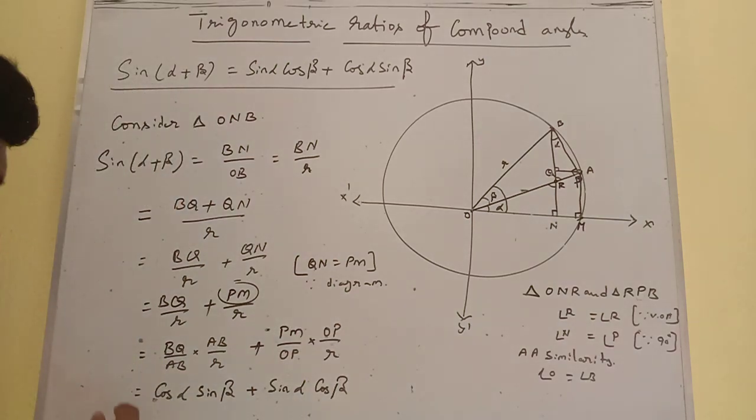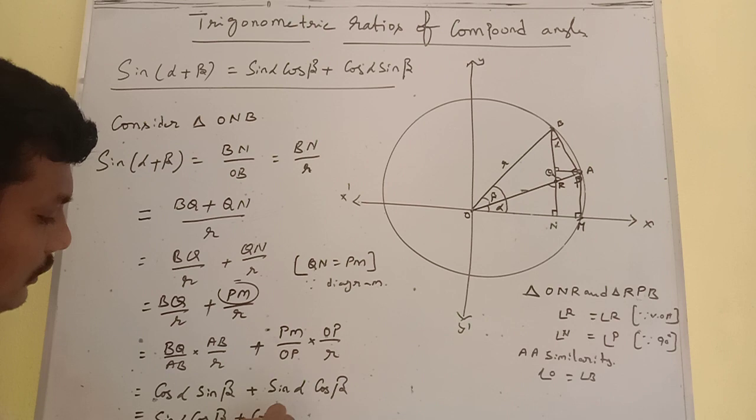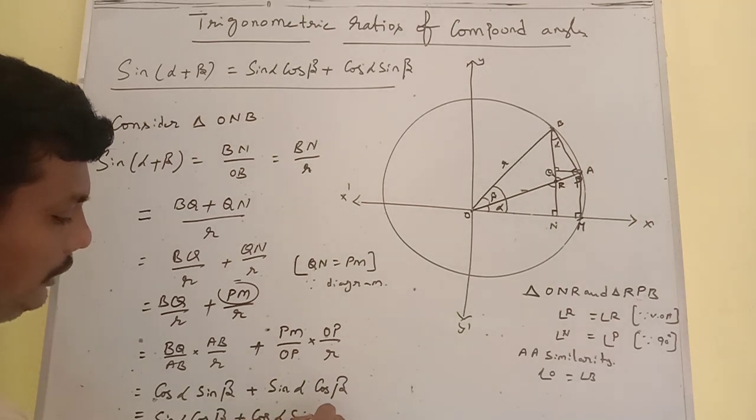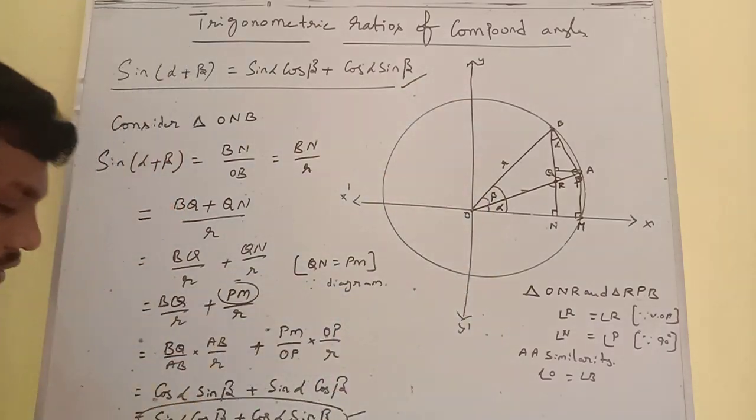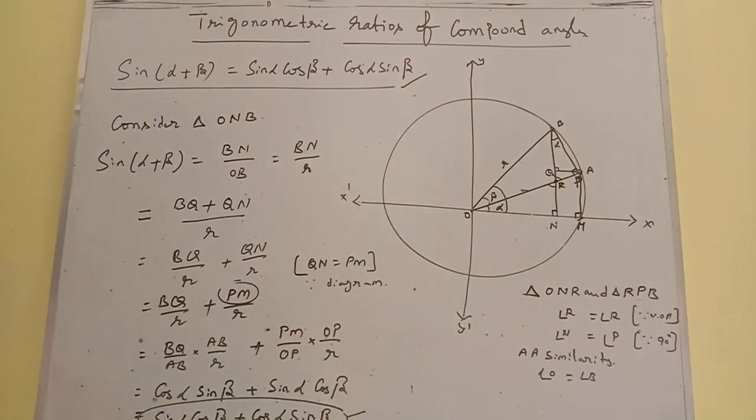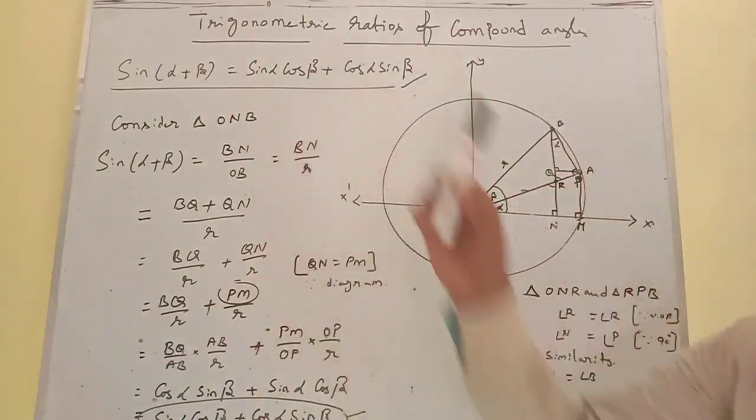Now it can be rewritten as sin alpha cos beta plus cos alpha sin beta. This is the formula we were going to prove. I hope you understand how to find this one. This is called the sin sum.